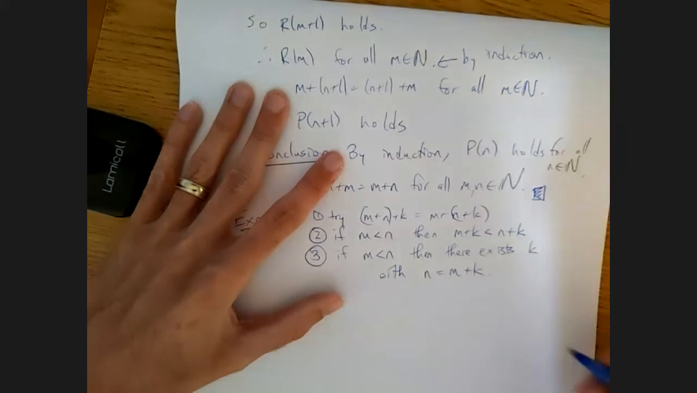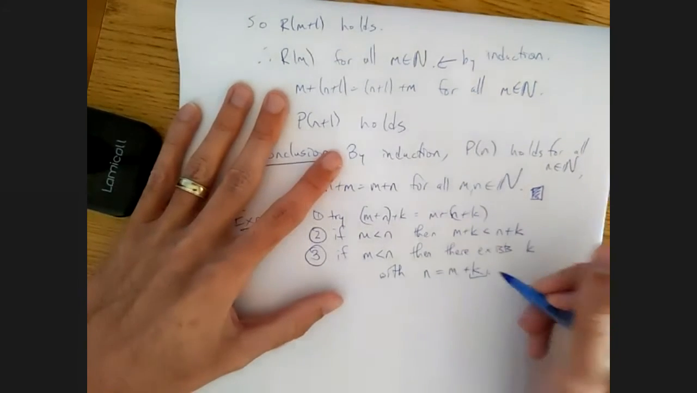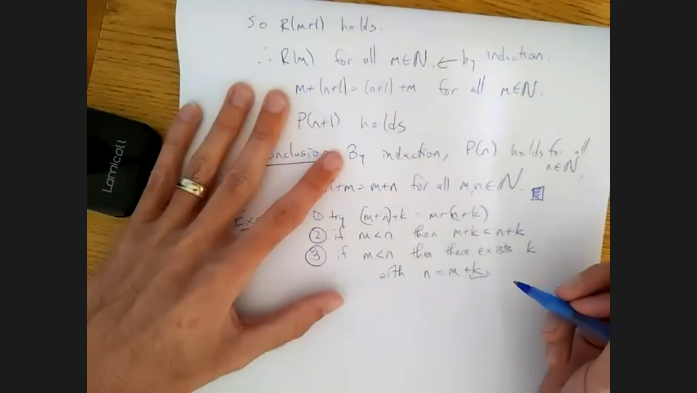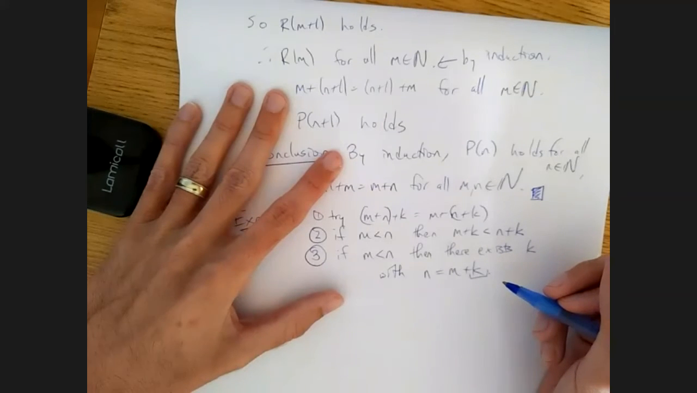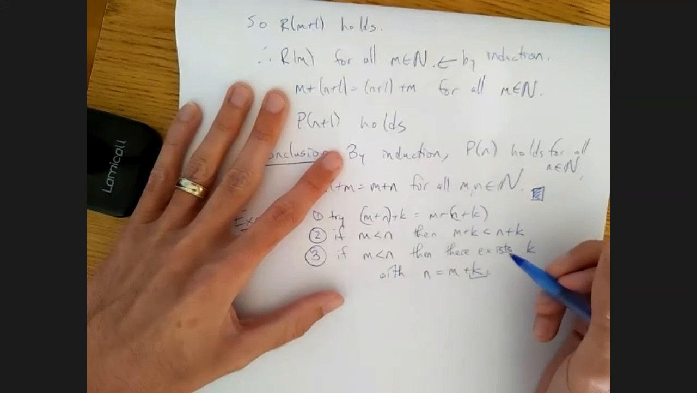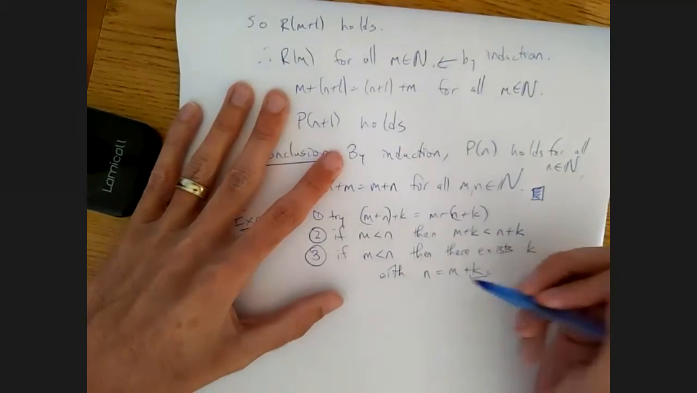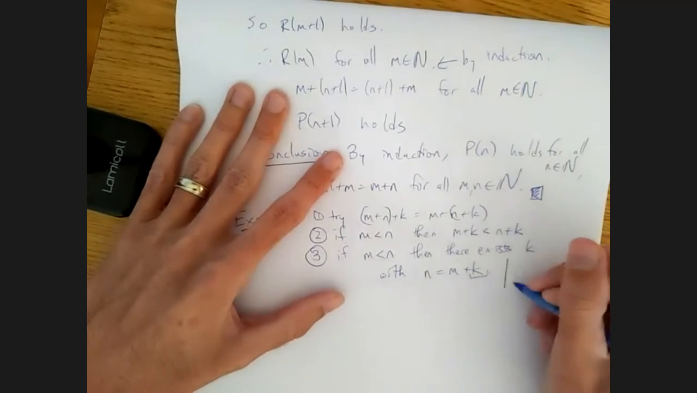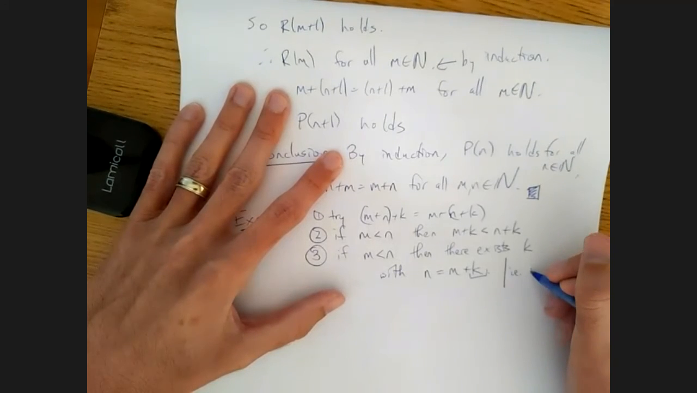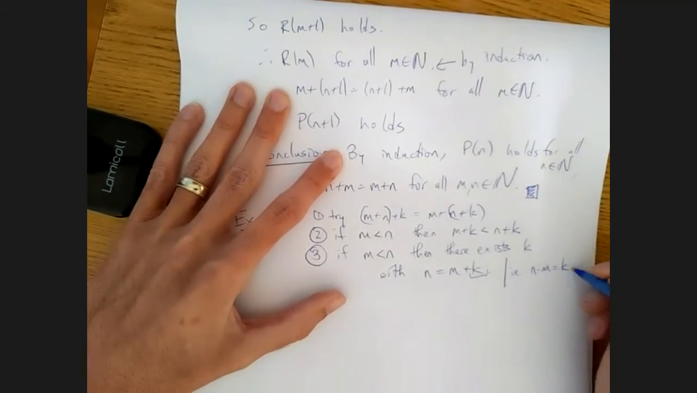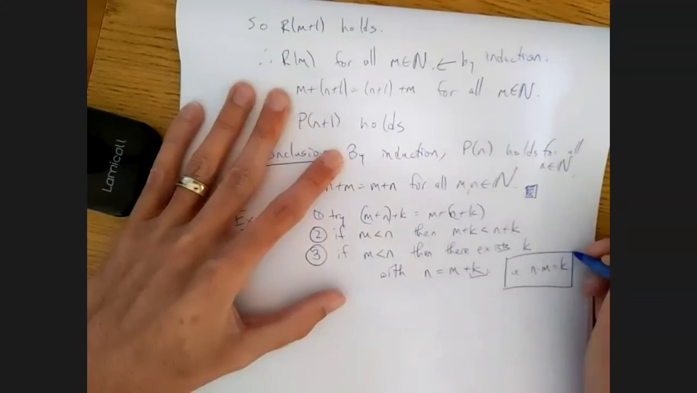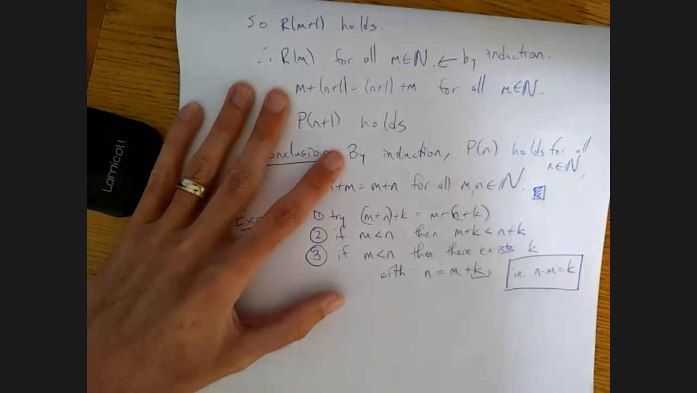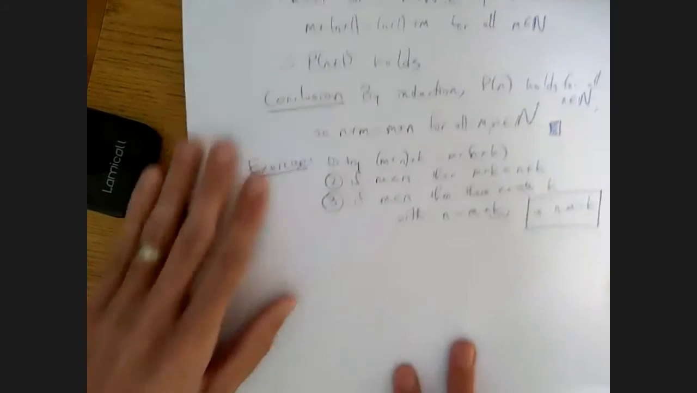In other words, this allows you to subtract. This allows you to define n minus k or n minus m. You have n minus m equals k is what that lets you do. Or you could prove any arithmetic thing you want, right?